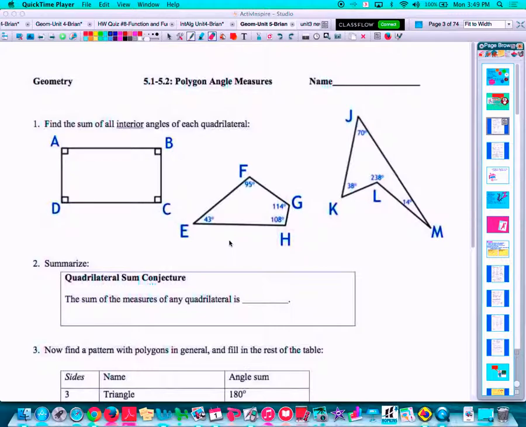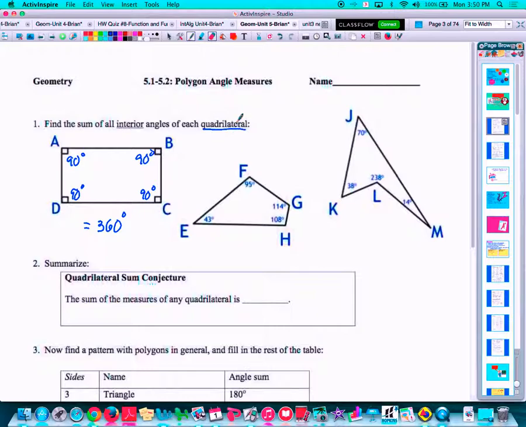On number one, we're starting off with find the sum of all the interior angles of each quadrilateral. In a rectangle here, ABCD, of course all the angles in a rectangle are 90 degrees. If we add those up, we have a total of 360 degrees. In a triangle, the angles sum up to 180 degrees. In this rectangle, it sums up to 360 degrees. Let's see if that's true for other quadrilaterals beyond just rectangles.